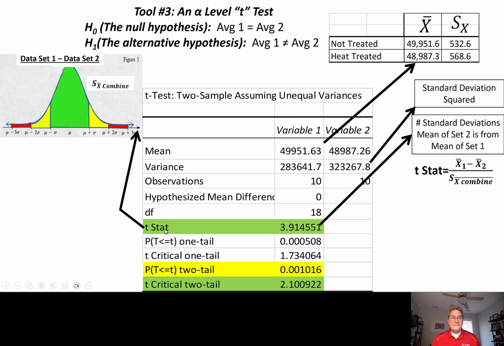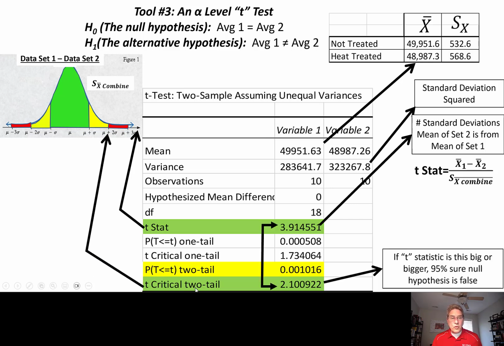There we go, right here. So here's my t-stat. The number of standard deviations the mean of set 2 is from the mean of set 1. It's our t-stat. The difference between them divided by the S combined. And it's 3.9. So that's like saying, okay, here it's out here at 3.9. Right here is my critical value. That is my value at the alpha level.